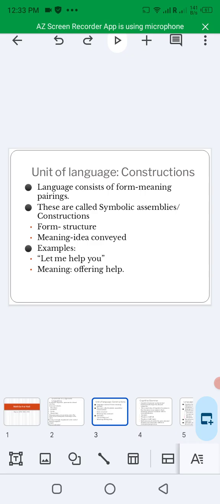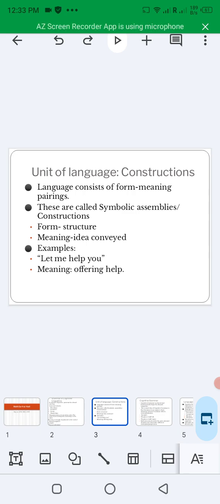The unit of language is the construction. A language is made up of small units called constructions. A construction is defined as a form and meaning pair. So it is also called a symbolic assembly.